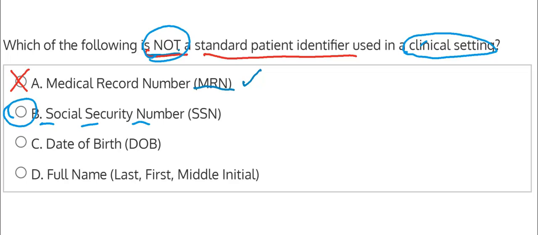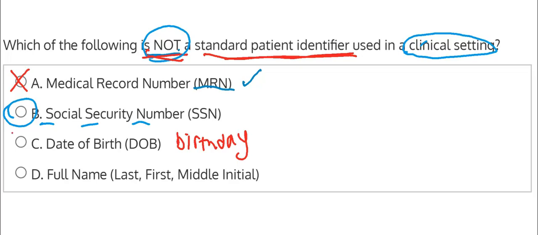Let's take a look at option C. Option C states your date of birth, which you might also know as your birthday. And this is, in fact, a very common patient identifier. You might often hear in the clinical setting telling a patient, would you mind just confirming for me your name and your date of birth? And this is used as a quick way to identify that you have the correct patient. And since this is a standard patient identifier, and the question is asking which is not a standard identifier, we can eliminate option C.